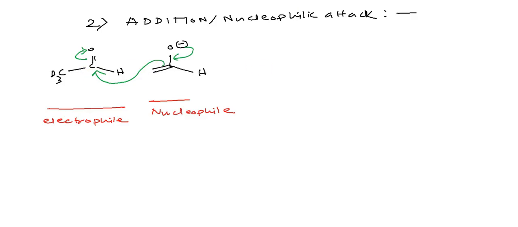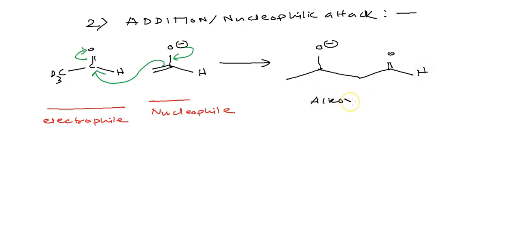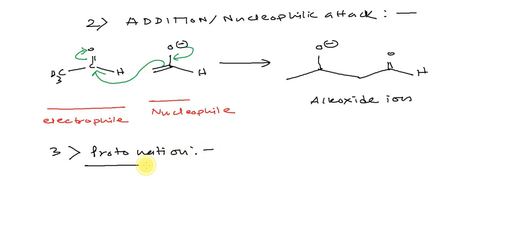And then finally what we will get is something like O minus, this and then double bond OH. So this alkoxide ion will form. And the third and final step is the protonation step. The first step is the deprotonation and the final step is the protonation one.